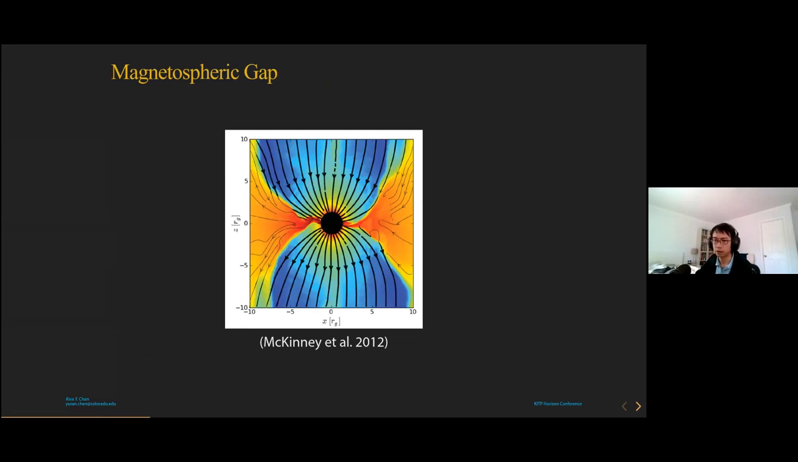So this is just a picture I took from Jonathan McKinney's paper. This is the funnel, a very simple drawing. My drawing of the gap will be somewhere here. That's what I'm talking about. Something happened here that produced a parallel electric field that accelerates particles along the B field, creates emission, and produces pairs.